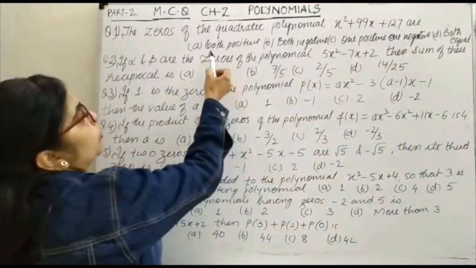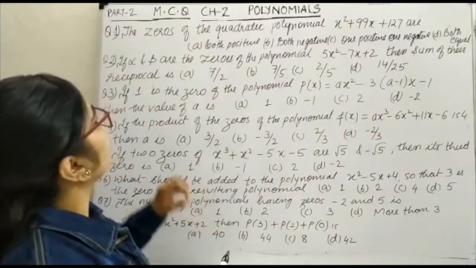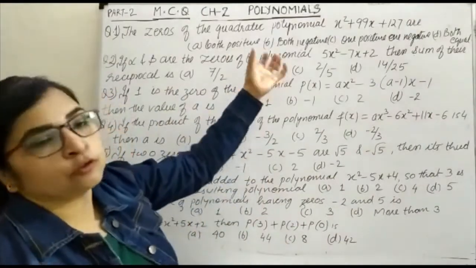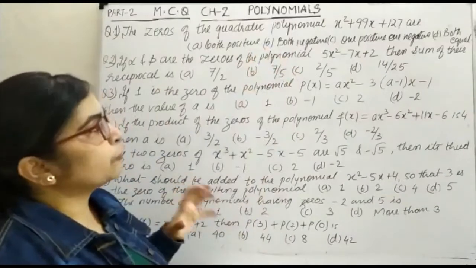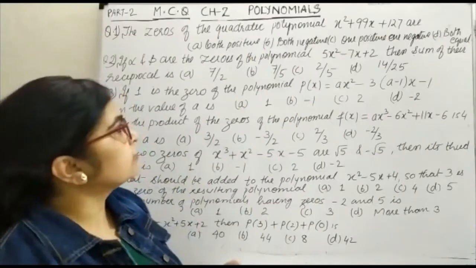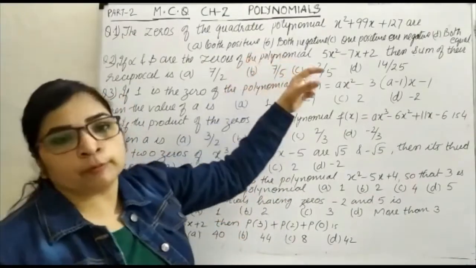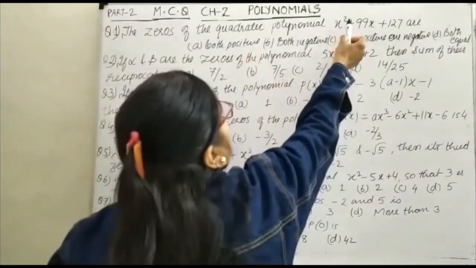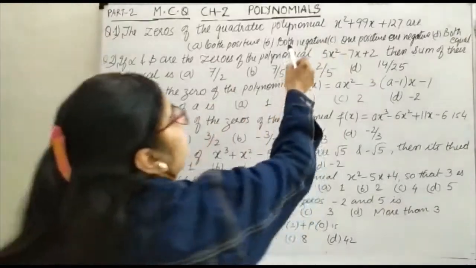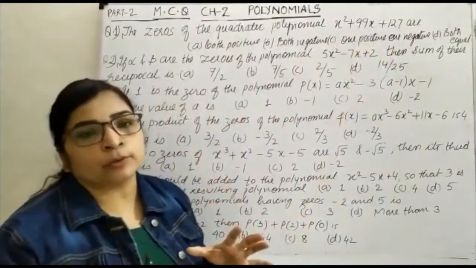If we come to both positive, if your value of x is positive, or you can say the zeros are both positive, then you will not get zero, because for zeros, that number should be substituted and the value should be 0. If both are negative, the correct option will be both negative, because if x is negative, x square is positive and 99x will be negative, and in totality you can get the value 0.